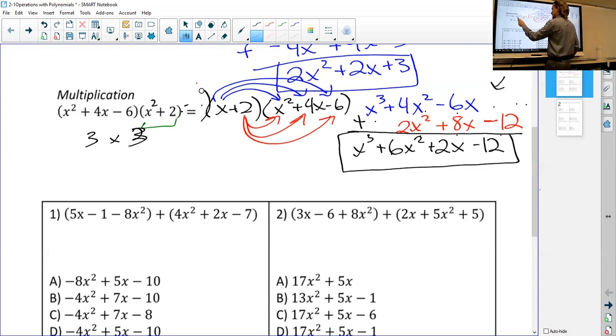Hopefully you do well with this, because tomorrow we have to learn how to divide polynomials, and that is much more of a pain than these first 3.